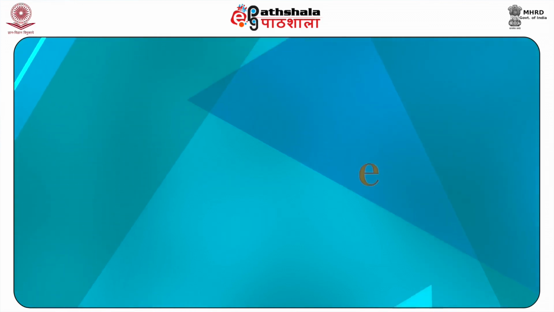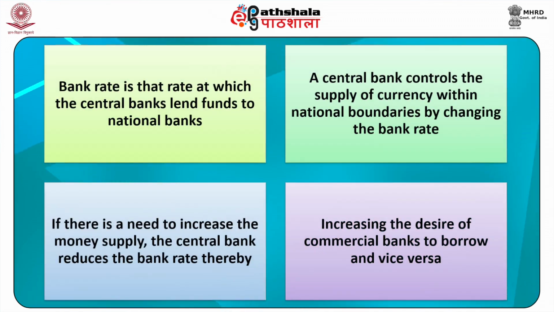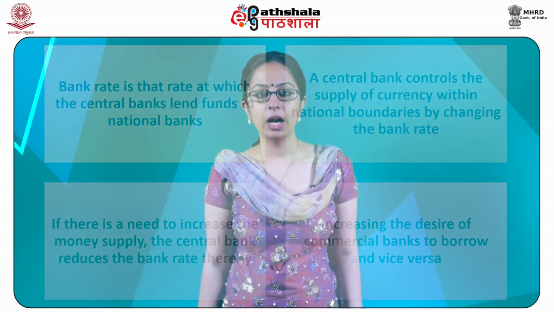Next is bank rate. Bank rate is that rate at which the central banks lend funds to national banks. A central bank controls the supply of currency within national boundaries by changing the bank rate. If there is a need to increase the money supply, the central bank reduces the bank rate, thereby increasing the desire of commercial banks to borrow, and vice versa. A bank rate is that interest rate which a central or federal bank charges on the loans and advances to adjust the total money supply in the economy.